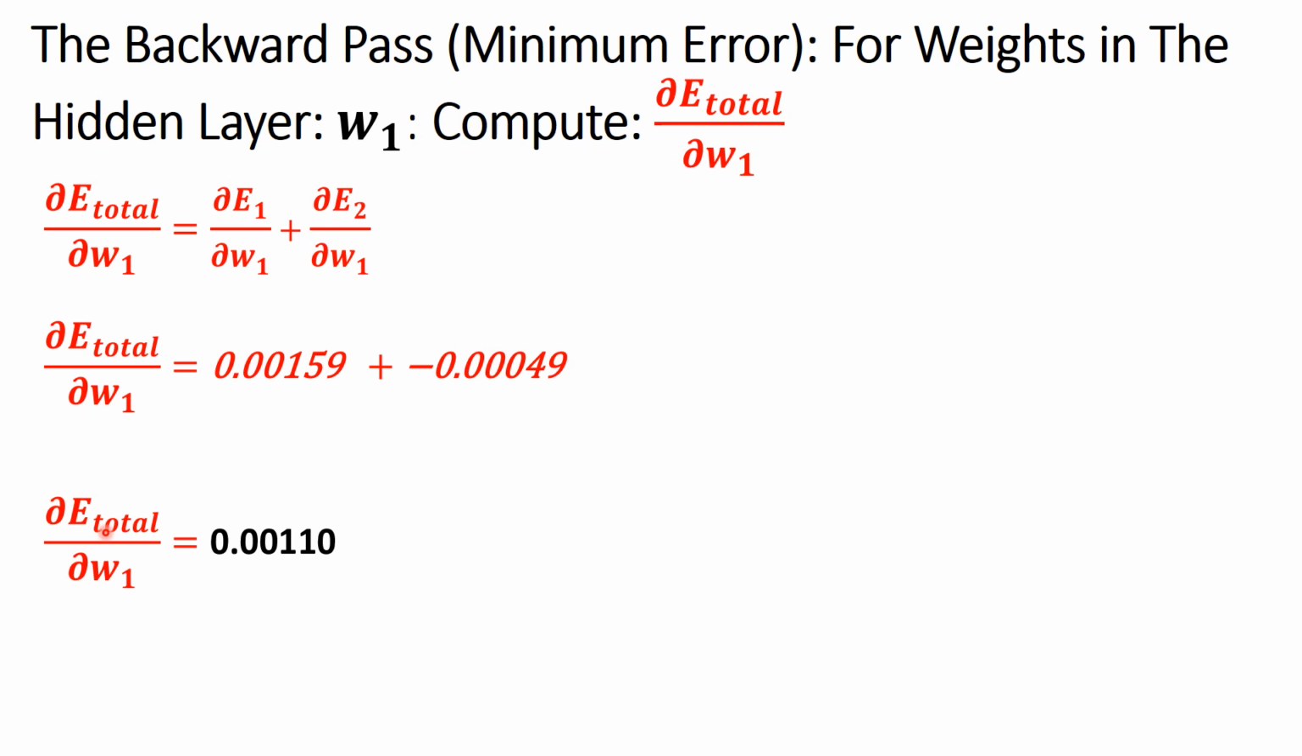Now we compute the total gradient of the error with respect to W1, that is the partial derivative of E total with respect to W1. It equals the partial derivative of E1 with respect to W1 plus the partial derivative of E2 with respect to W1. We just plug in the numbers we calculated in the previous slides, and it is 0.00110.